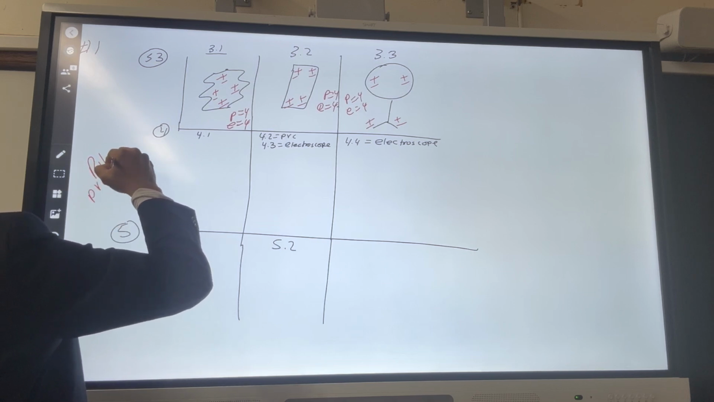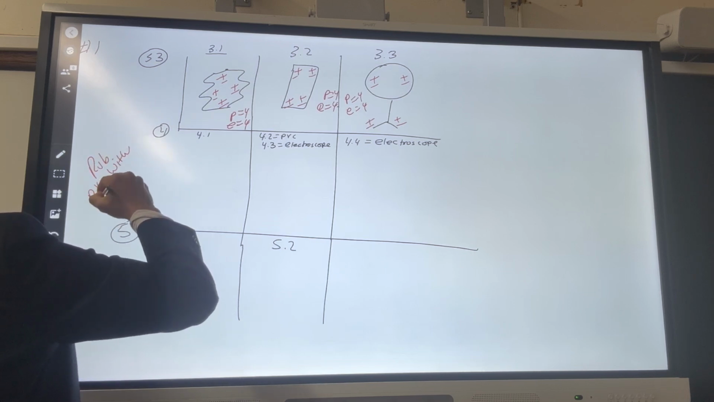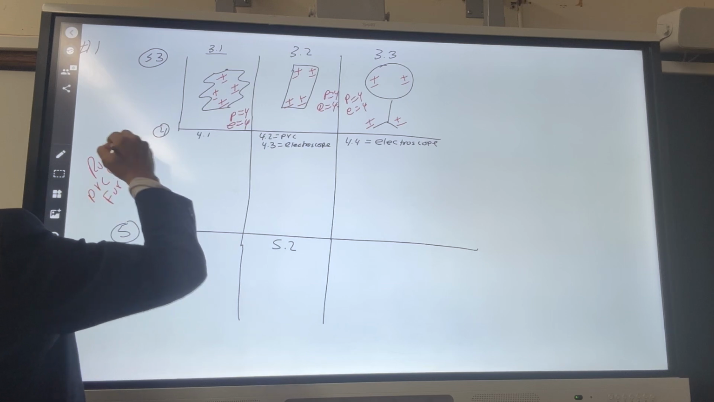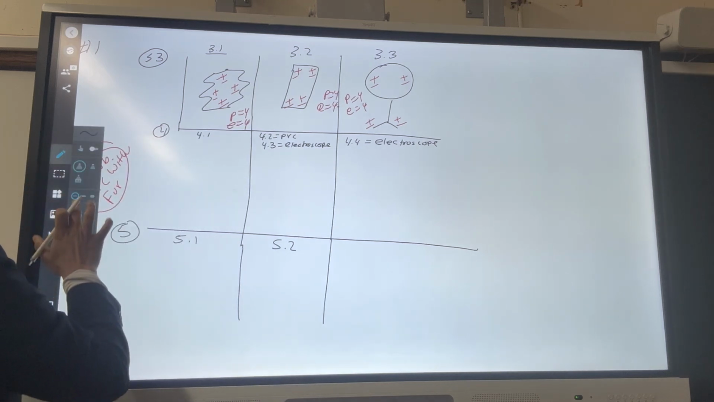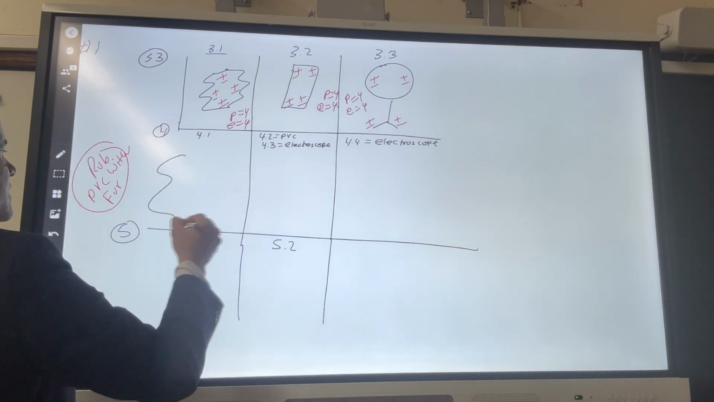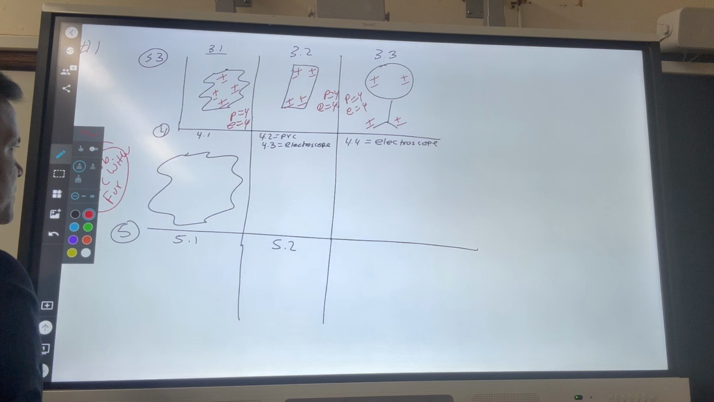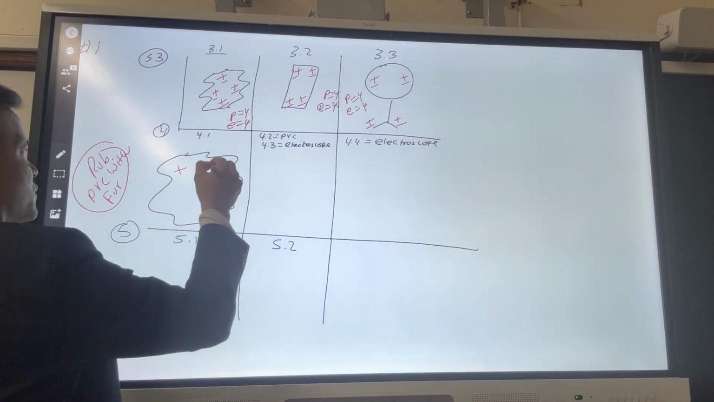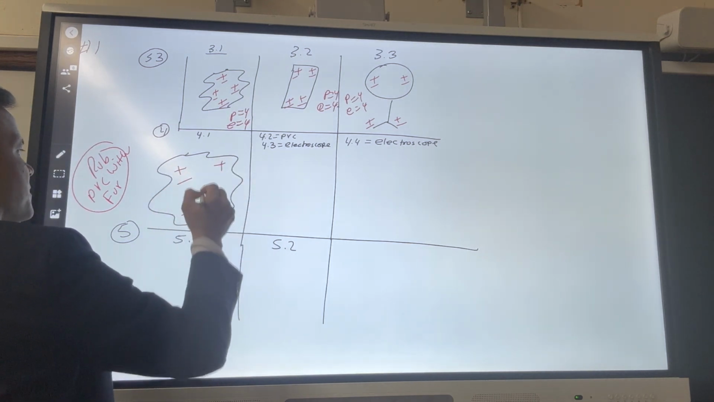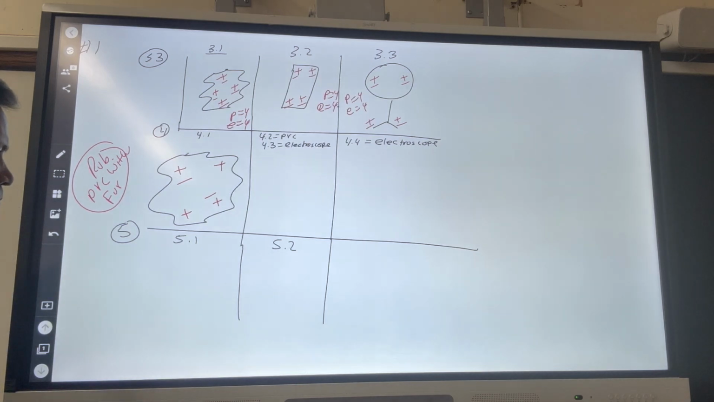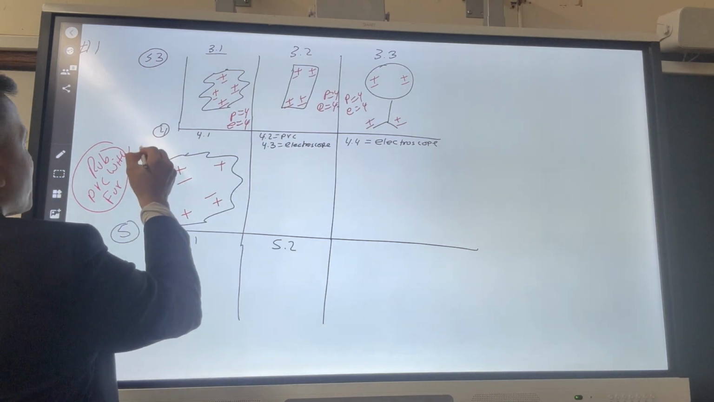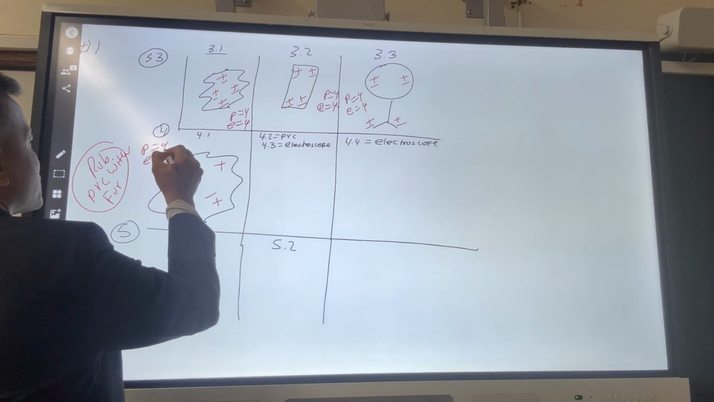PVC with fur. If you do that, how will the fur look like? Well, fur will lose the electron. So proton is still the same, but there would be less electron. So proton 4, electron 2.